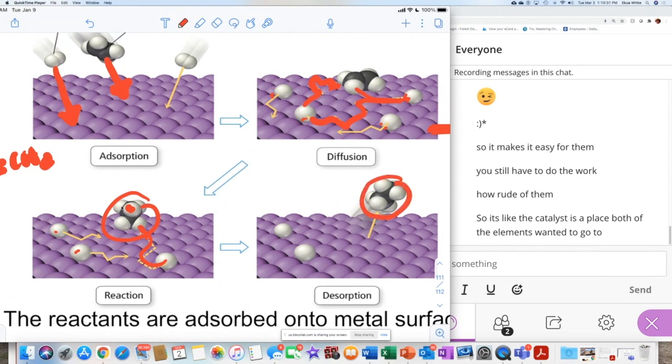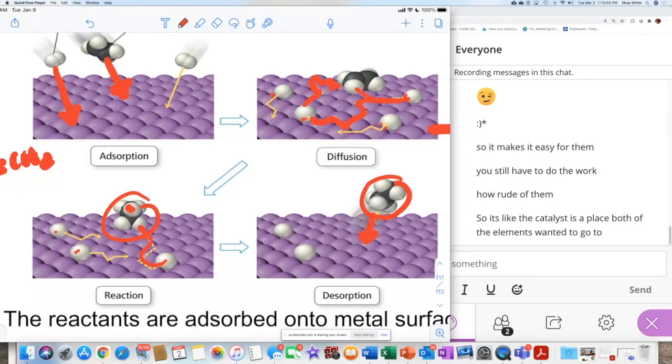Now the product does not have a high affinity for the catalyst like the reactant did. See, this is so important. If you are a chemical engineer designing catalysts, you kind of have to think about that. You don't want the product to sit here, because this is a ground for future reactants to come and meet. You want that seat empty.